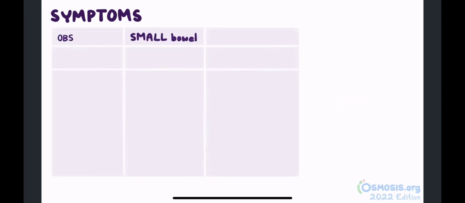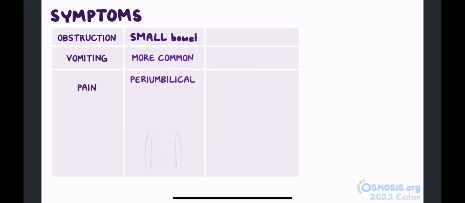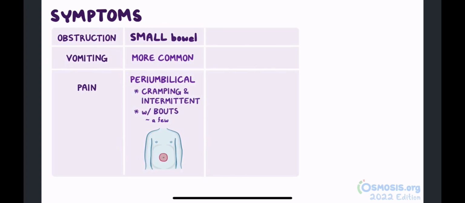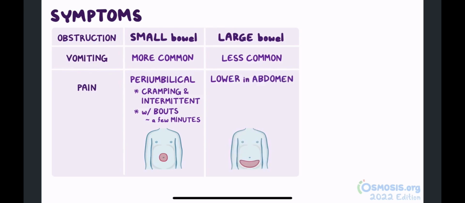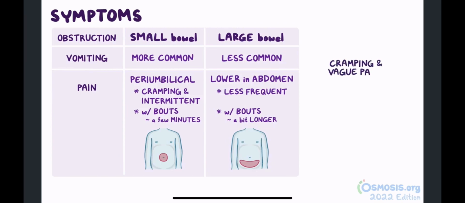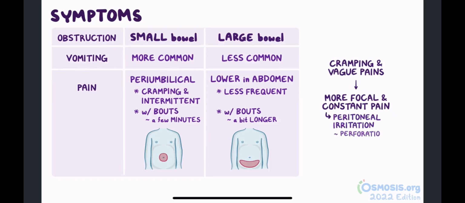Now, in small bowel obstruction, vomiting is more common, and the pain tends to be periumbilical, or around the belly button. The pain is often described as cramping, and it's intermittent, with bouts that last for a few minutes at a time. In large bowel obstruction, vomiting is less common. The pain is lower in the abdomen, and bouts of pain are less frequent, but can last a bit longer. When there's progression from cramping and vague pains to more focal and constant pain, it can indicate peritoneal irritation due to a perforation of the intestine.